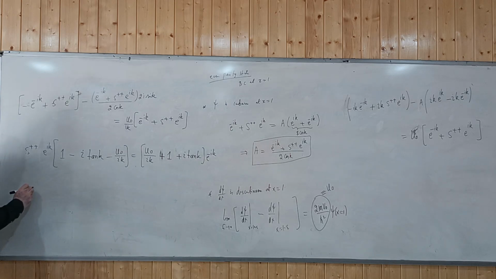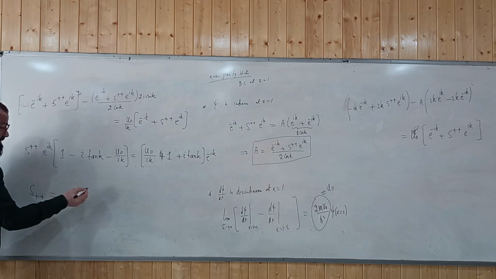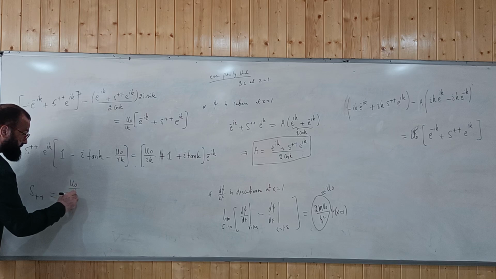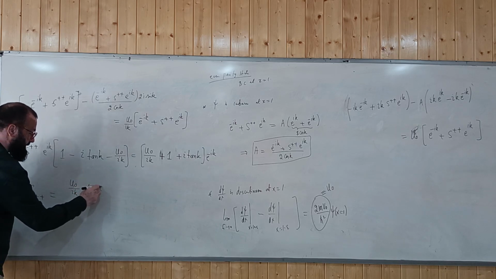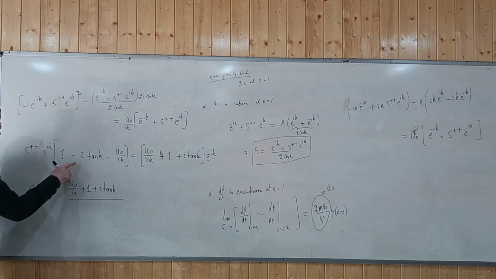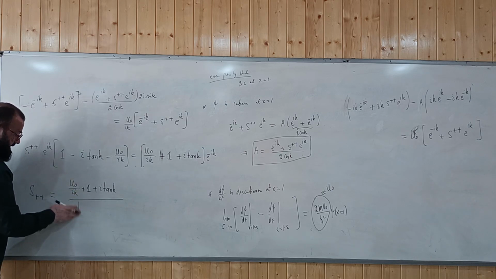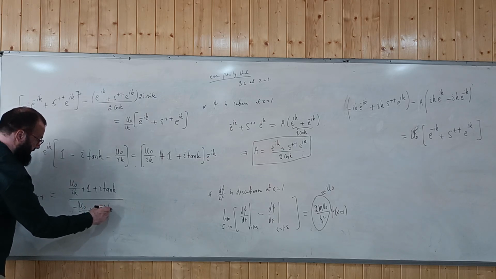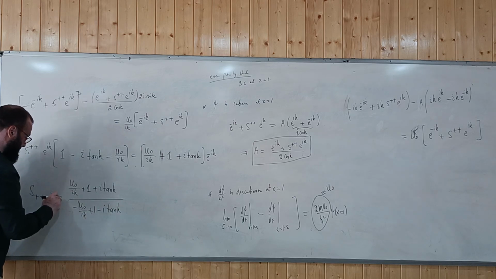So what you are having? Therefore, this S plus plus is equal to u naught by i k plus 1 plus i tan k divided by 1 minus i. So let me write it as minus u by i k plus 1 minus i tan k. Then you are having e raised power minus twice i.